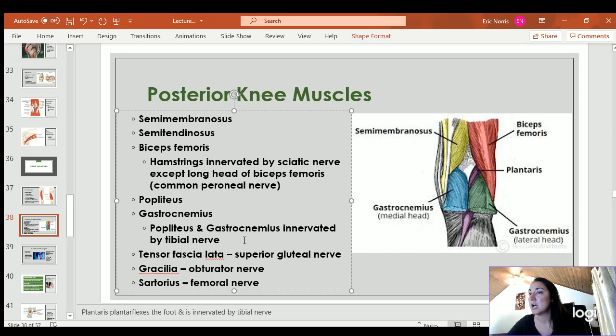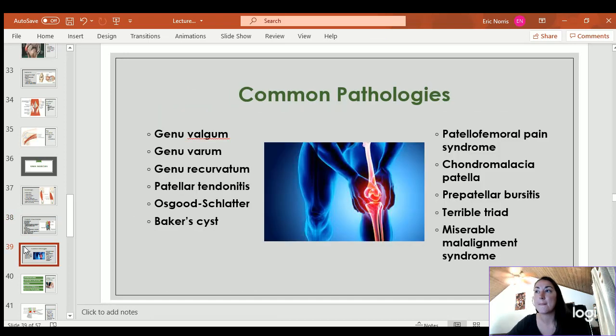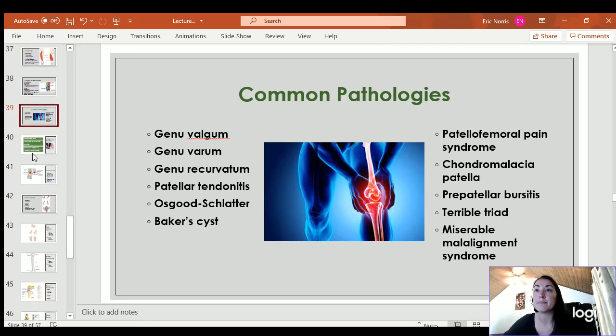Then TFL is superior gluteal nerve. I'm not sure why it's here other than the IT band crosses the knee. Gracilis is the obturator nerve, and sartorius is the femoral nerve. We covered all those in the hip lecture, but just a quick reminder of some of these muscles. Some of our common pathologies. We did cover all of these in Rehab 1, so if you're rusty on them, go back and look at those lectures, or shoot me some questions if you have any.